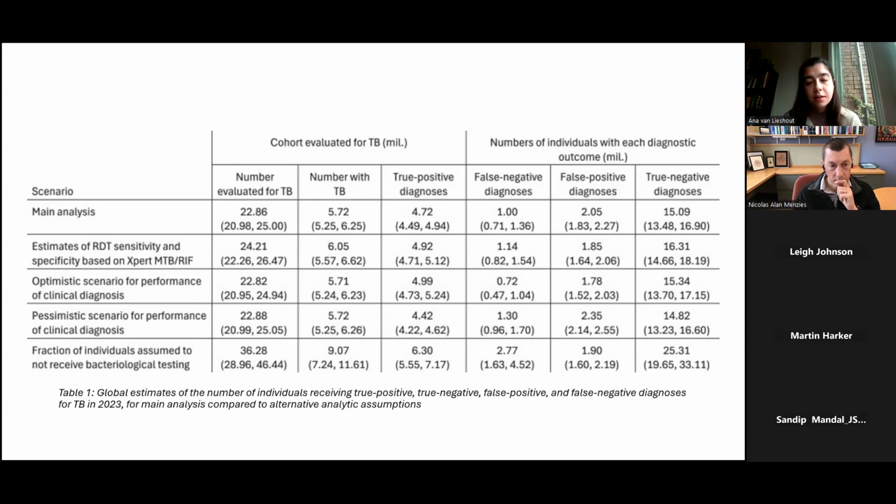The more pessimistic scenario, as expected, is worse. So that means that now we have 1.3 million people being diagnosed as a false negative, and 2.35 million people getting a false positive TB diagnosis. And lastly, if a fraction of the people are not getting this lab test, but only being clinically evaluated, the false negative diagnoses actually increase quite a lot to 2.77 million individuals, and the false positive diagnoses decrease slightly to 1.9 million.